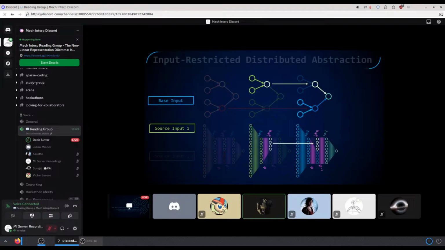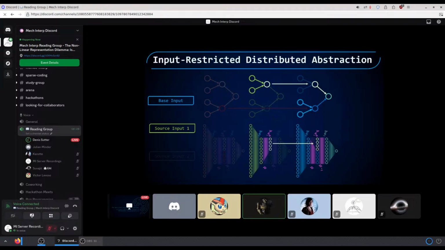We can now introduce our final concept, the input-restricted distributed abstraction. This refers to a distributed abstraction composed entirely of input-restricted interventions, where each intervention can be constructed from values of other input-restricted interventions. An example is shown here, where we replace certain values with those from another input.